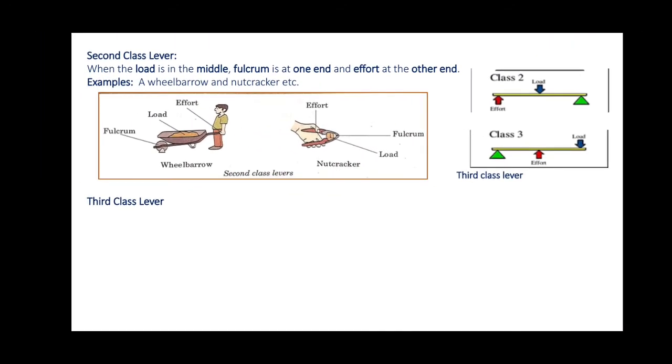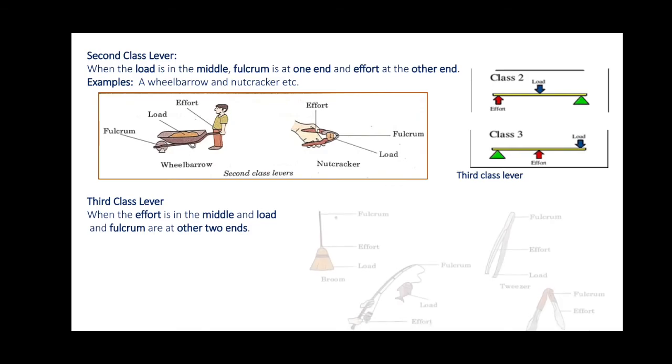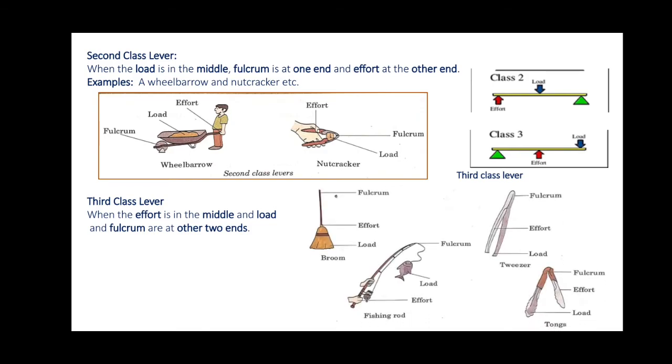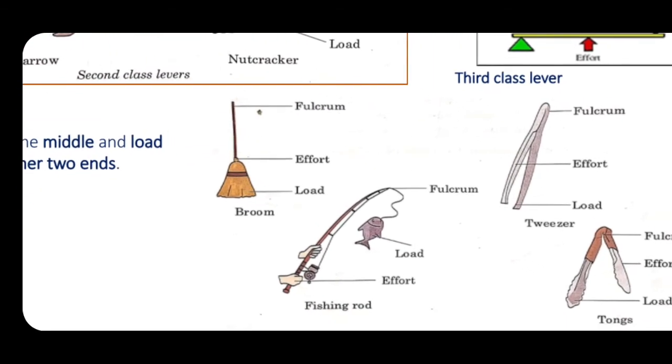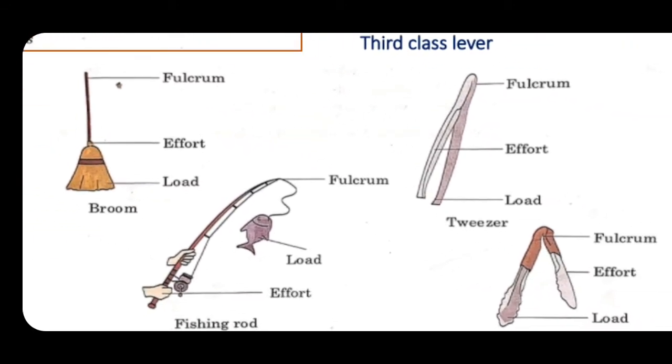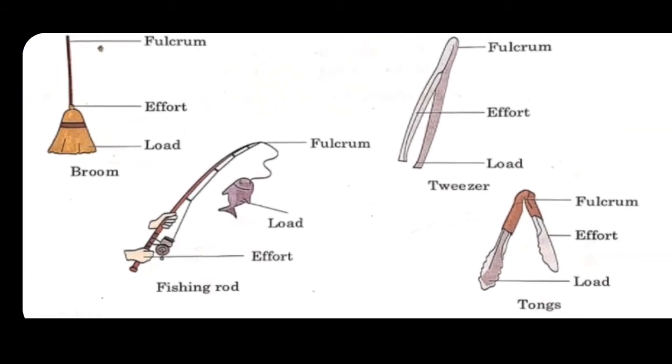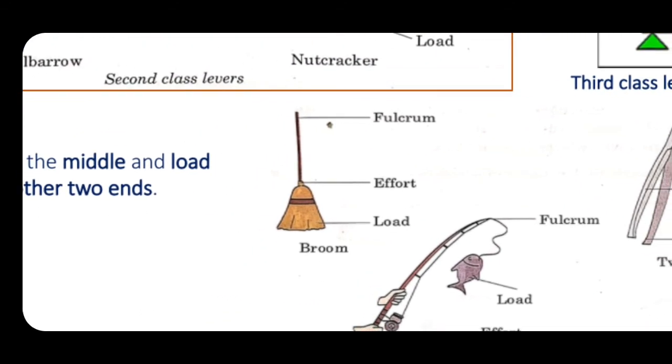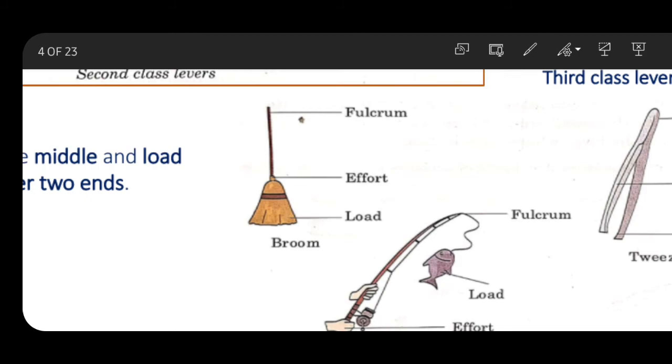Now let's see the definition of third class lever. When the effort is in the middle and load and fulcrum are at two ends, this is called a third class lever. Now the examples of third class lever are a broom, tweezer, fishing rod and tongs. So let's see the first example of the third class lever.